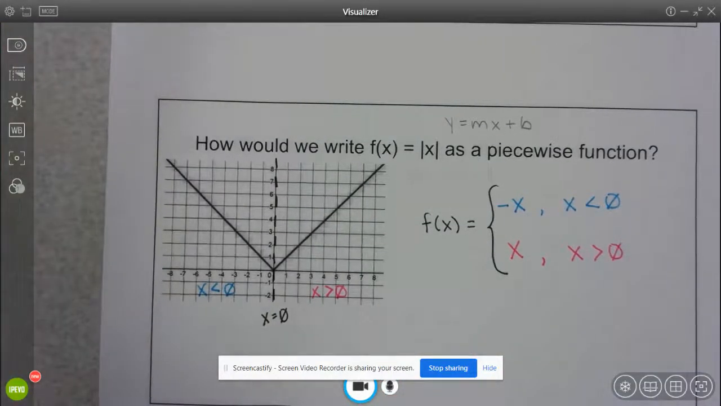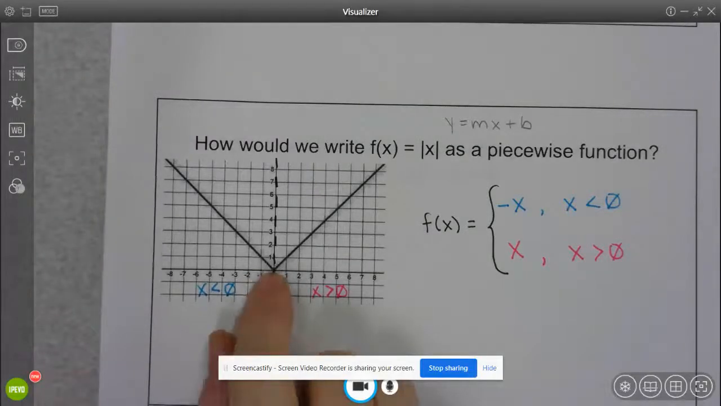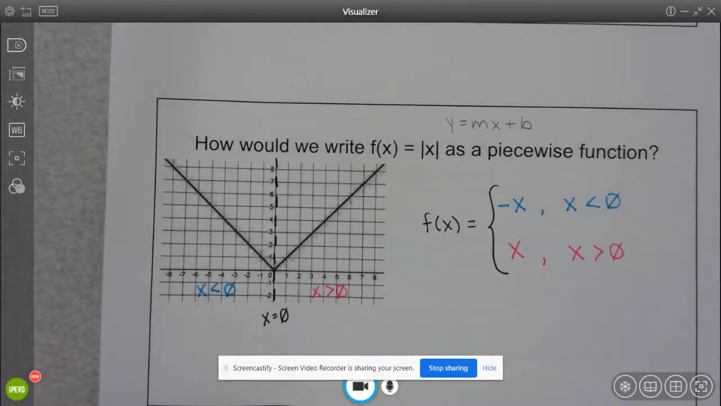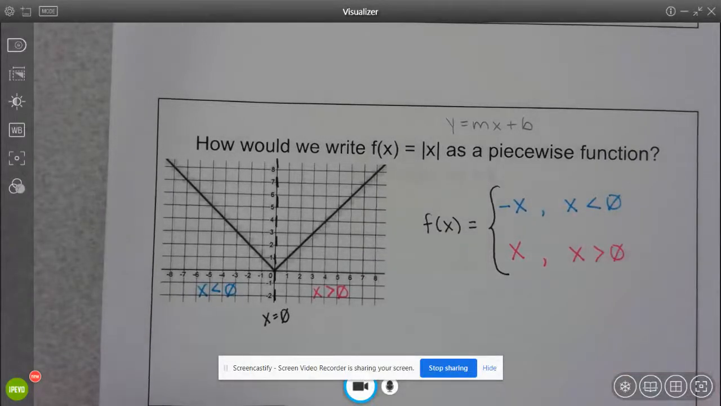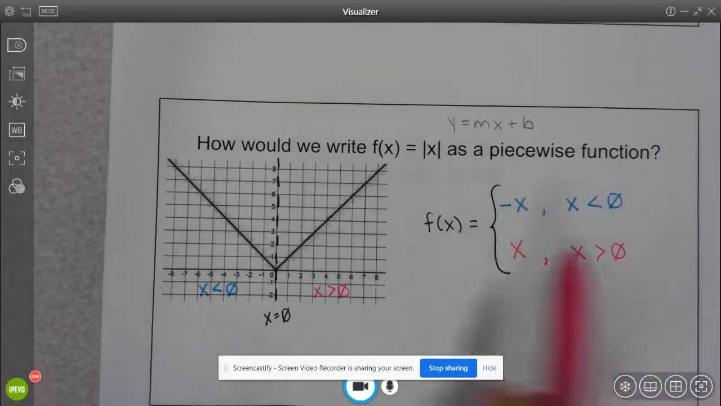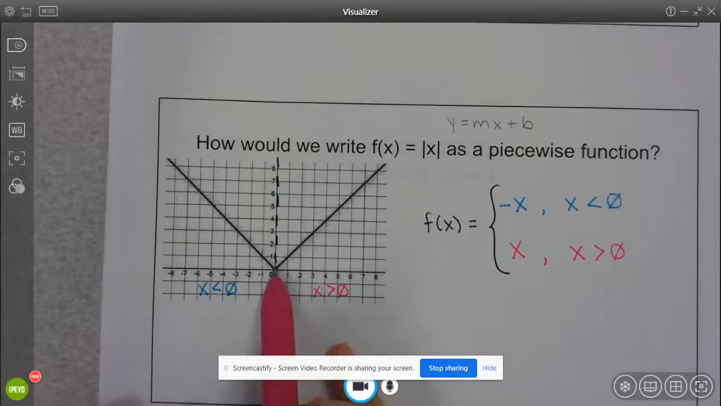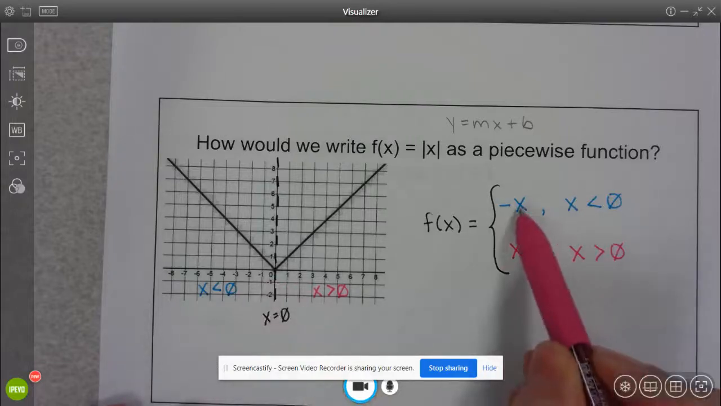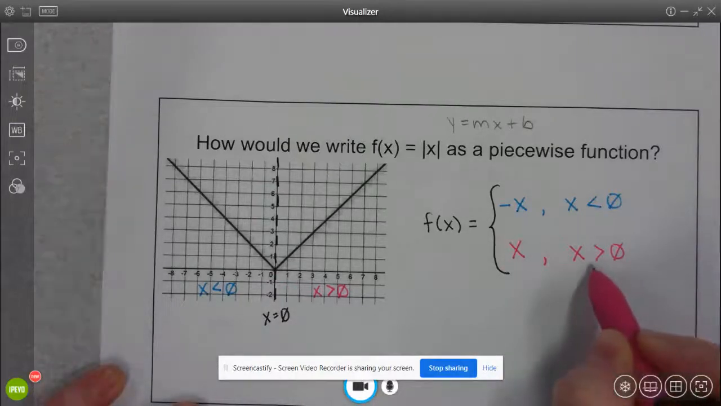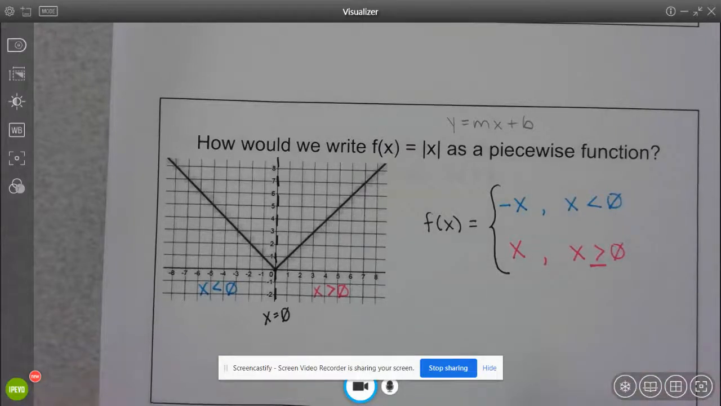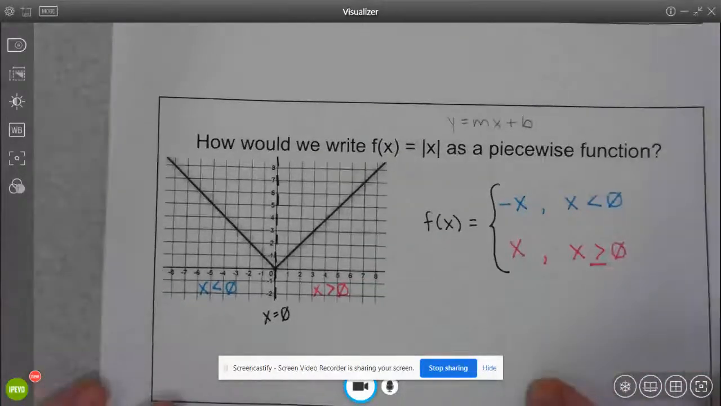Now, in terms of what's happening right here at 0, there's a couple different ways that we could write this. We could just assign one of these two with an equal to in their domain statement, because regardless of which one I pick, ultimately, it's still going to be 0, whether I substitute in here or here. So this is one option. I could just put an equal to under that inequality sign.